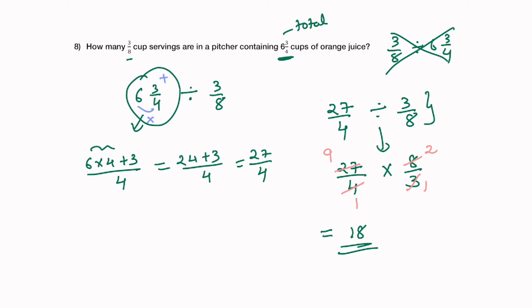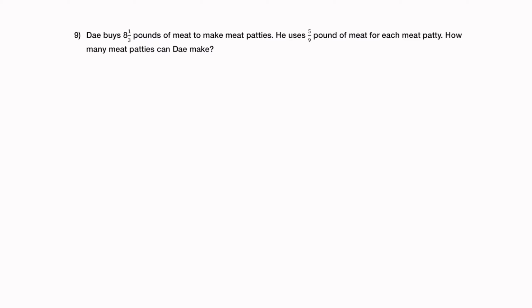The next: he buys 8 1/3 pounds of meat to make meat patties. Wow. He uses 5/9 pound of meat for each patty. Okay, each one is 5 upon 9 pound and the total he buys is 8 1/3. So that's the total. So we do total divided by each one. How many meat patties can he make? So we say 8 1/3 divided by 5/9. That's the weight of each patty.